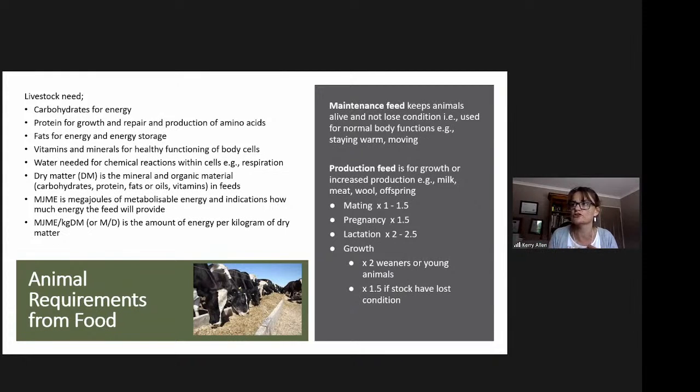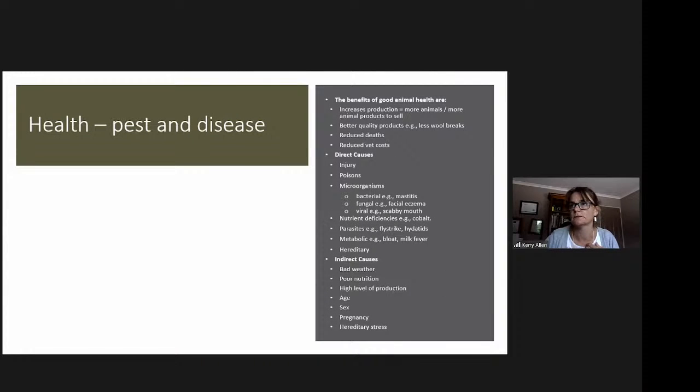Okay, and on the side there, it shows you what feed is required for your different animals and different stages of growth. So if they're mating, they only need normal feed or up to 1.5 feed. If they're pregnant, they need 1.5. If they're lactating, they need 2 to 2.5 times. And if they're growing weaners or young stock, then they need 2 times. And if they have lost condition for some reason, say it got really cold or if no one shifted them for a period of time, then you need to increase that feed so that they can put on increased growth.